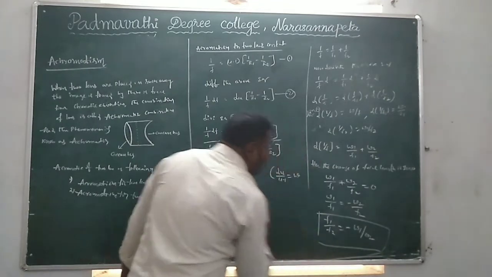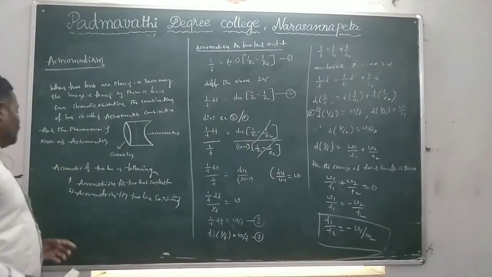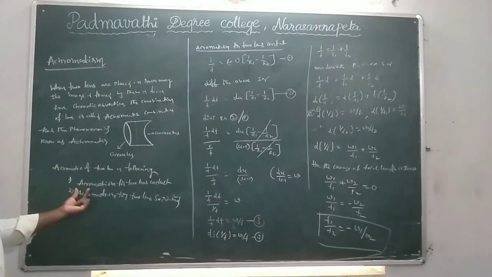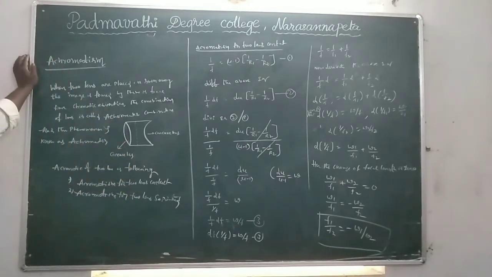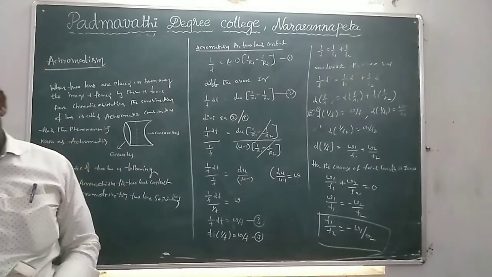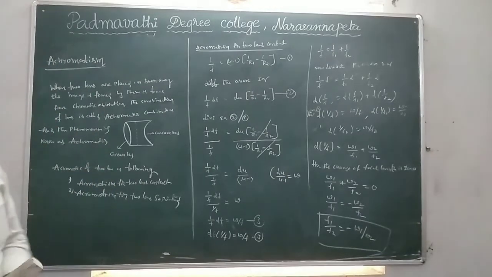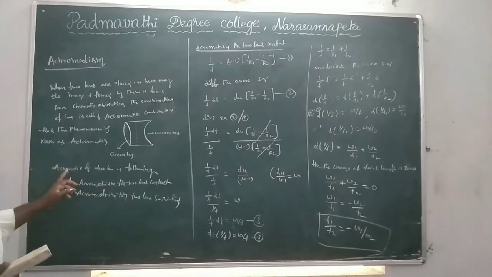This is the formula for achromatism when two lenses are in contact. The ratio of focal lengths equals the negative ratio of the dispersive powers, omega 1 by omega 2. So this is one of the concepts: achromatism for two lenses in contact.